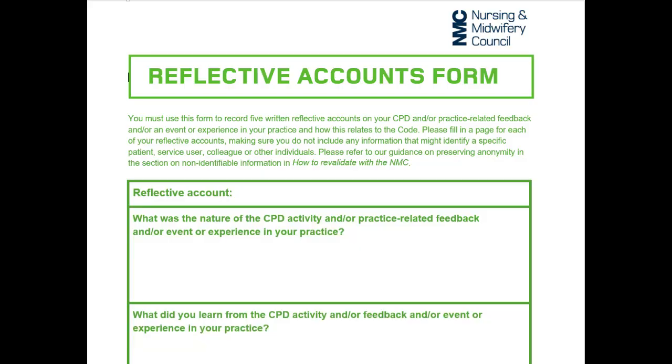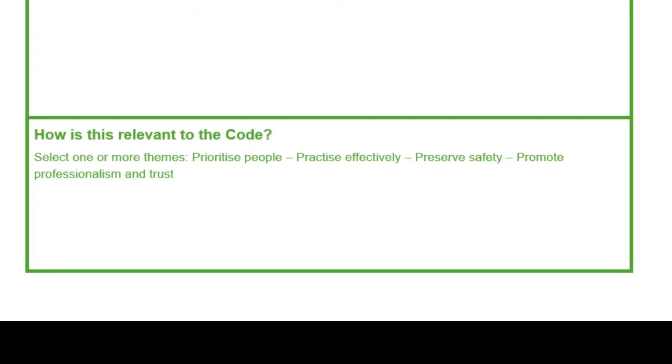But anyway, moving on to the fourth form, the reflective accounts. This is where I spent so much time because I had to write 5 examples of reflective accounts. This could be a previous training, practice-related feedback, or an experience where you learned something, or it could be an experience and your actions, including what went well and what did not go well, and what you have learned from that experience that will improve your practice in the future. You will also have to relate it to the NMC code.